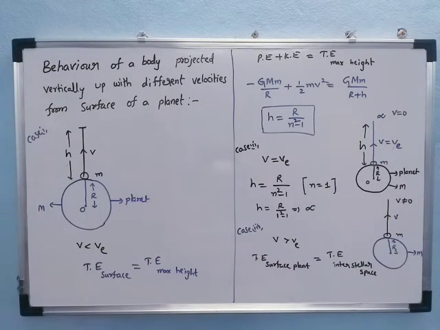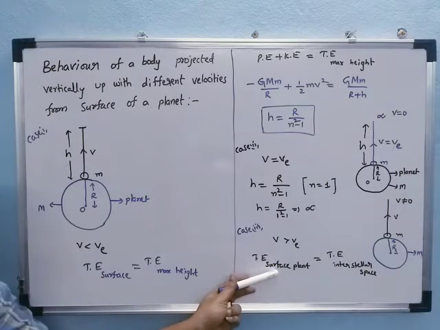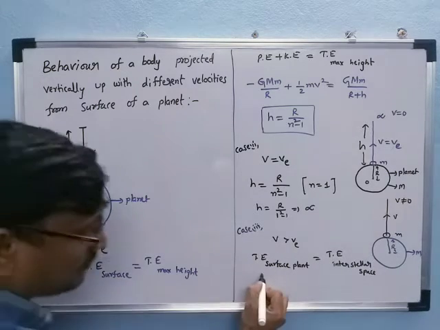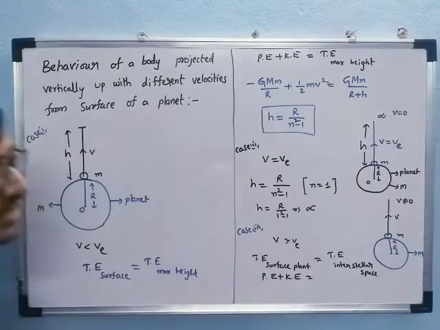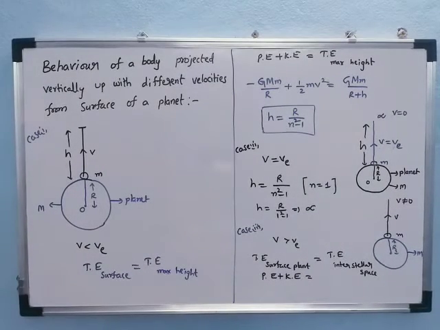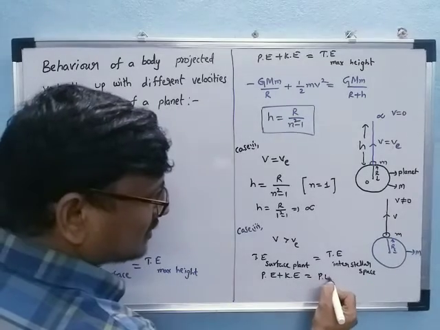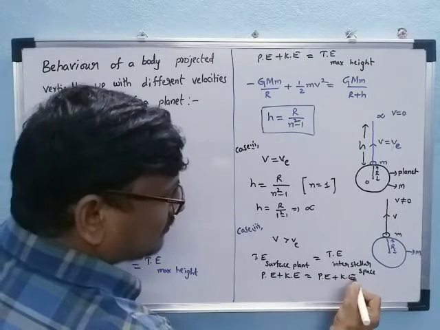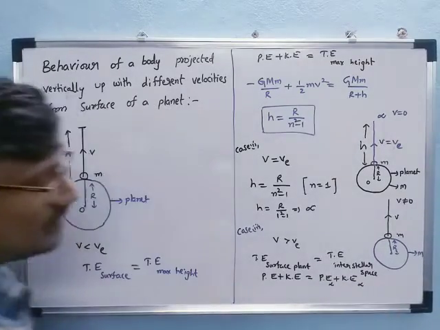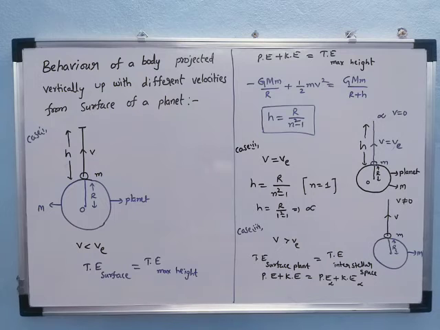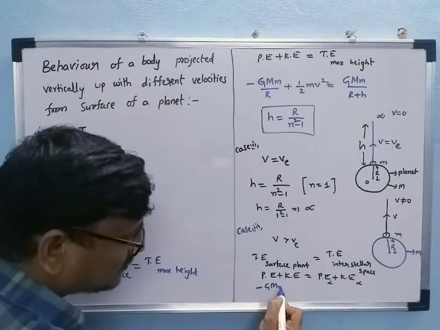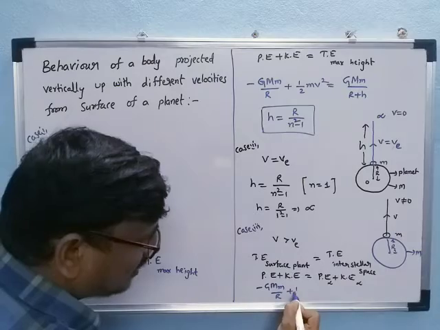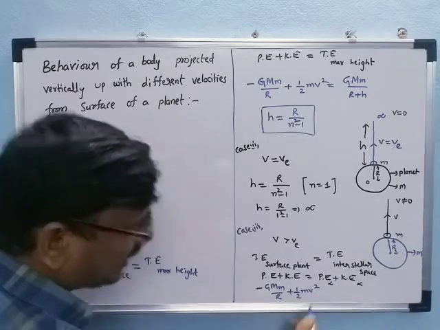the escape velocity. Then the total energy at the surface of the planet, the sum of potential energy plus kinetic energy, is equal to the total energy in interstellar space. Again here, the potential energy plus kinetic energy at infinity. What is the gravitational potential energy here? Minus G capital M small m by r plus half m v square.